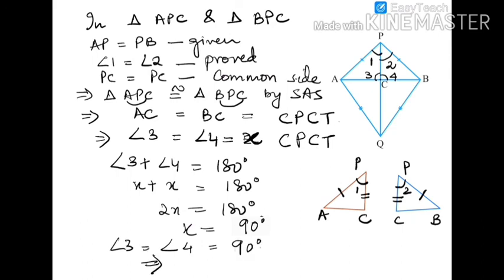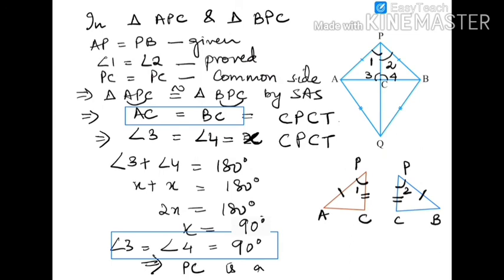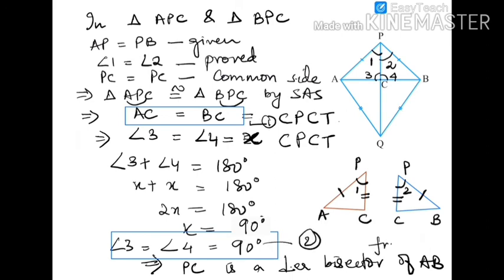So we have shown that AC is equal to BC, and we have shown that the angles at C are 90 degrees each. So using these two results, we can say that PC is a perpendicular bisector of AB. Let's mark these steps as 1 and 2. So we have got this result from 1 and 2.